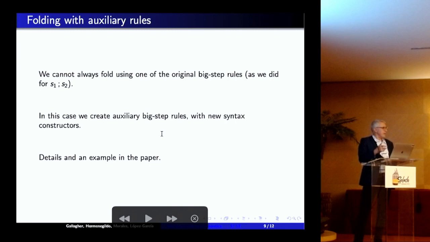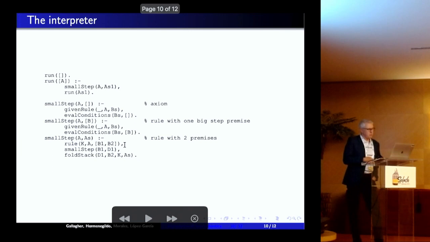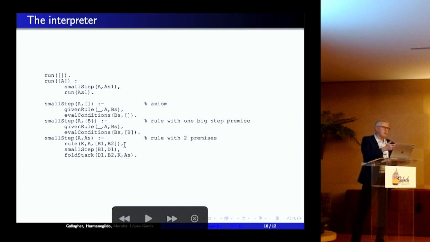In the paper we review some other work on transforming big step to small step, and they all do something similar. Of course, not surprisingly, there are many common features. We just do it by an interpreter rather than a directly defined transformation. But they all get auxiliary new syntax constructors. You have to look at the paper to see that. So here, having tried to motivate how we interpret the big step rules in a small step way, here are the first few clauses of the interpreter that we specialize.